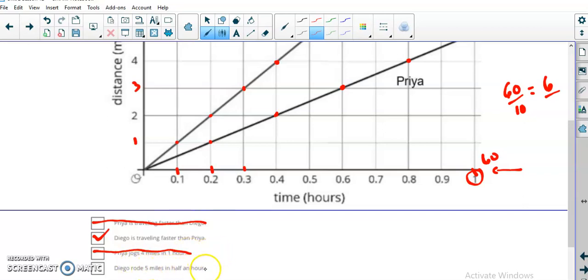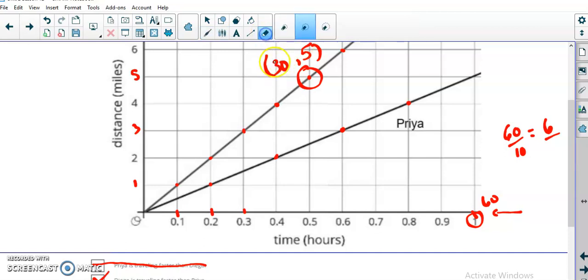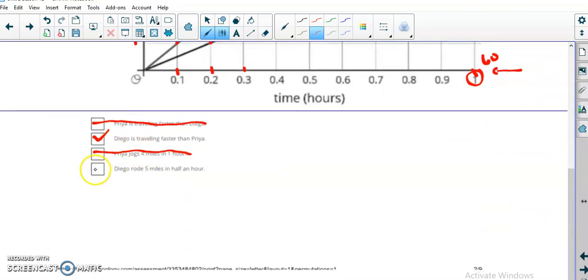Diego rode 5 miles in half an hour. So again, double check our point. So Diego at 5 miles had done that in 0.5 hours. 0.5 times 6 is 30 minutes. So 30 minutes, or 0.4, is actually the point for that location, but I'm saying that it's available to us at 30 minutes. So 0.5, sorry, 0.5. So at 0.5 and 5 miles, which is half an hour. So that is a true statement.